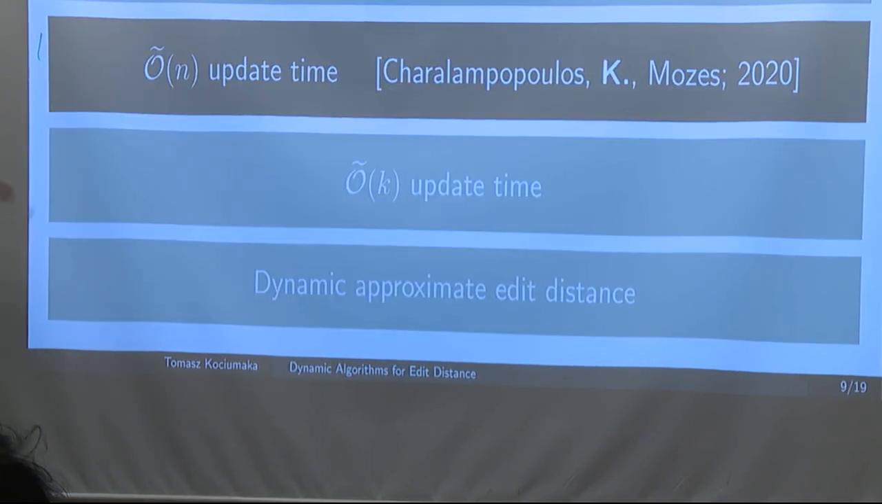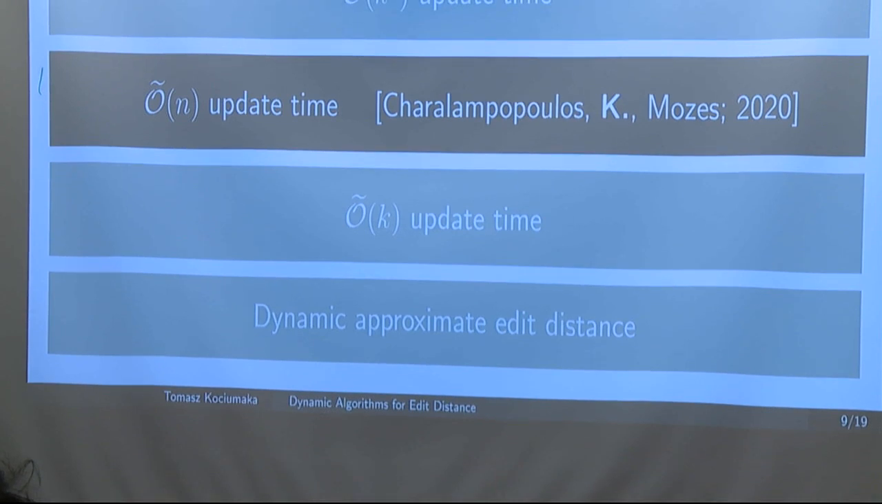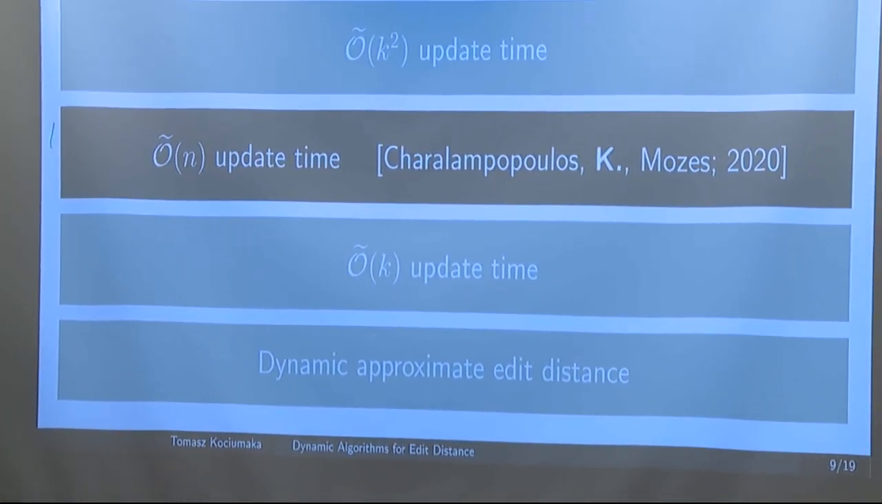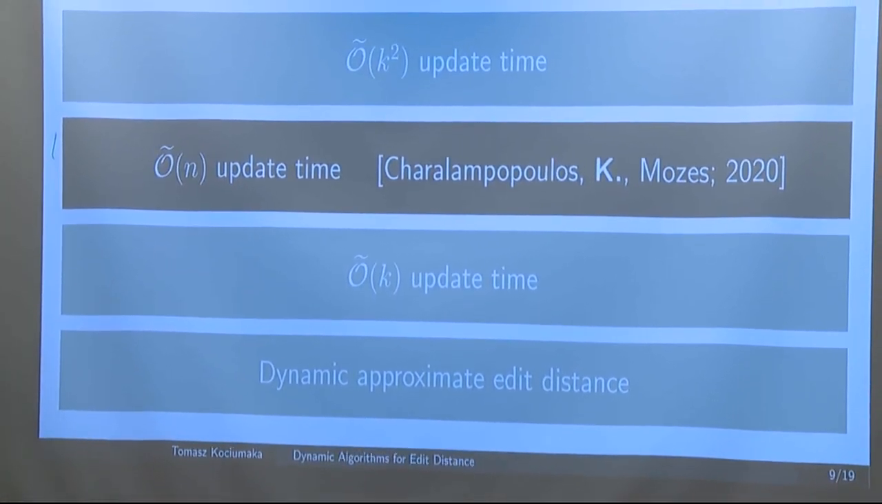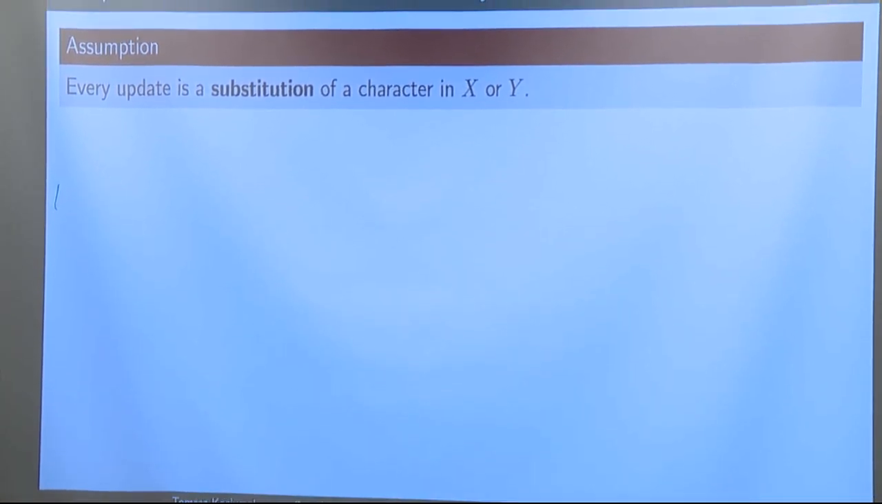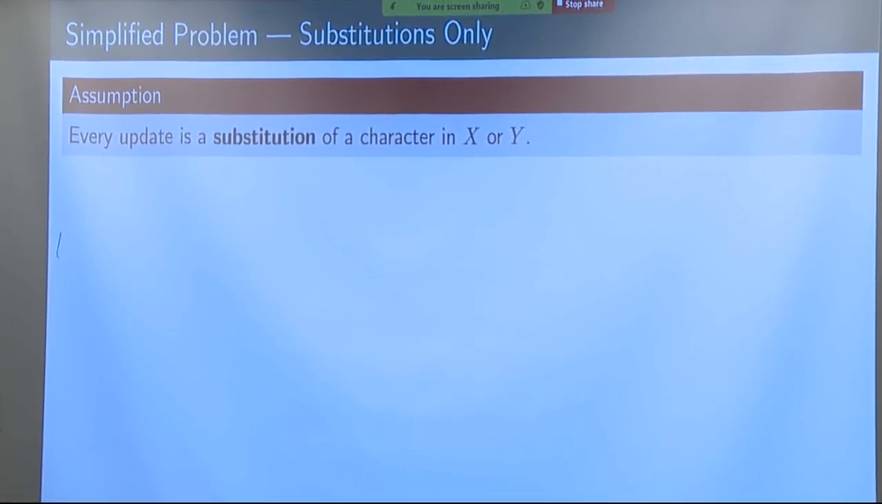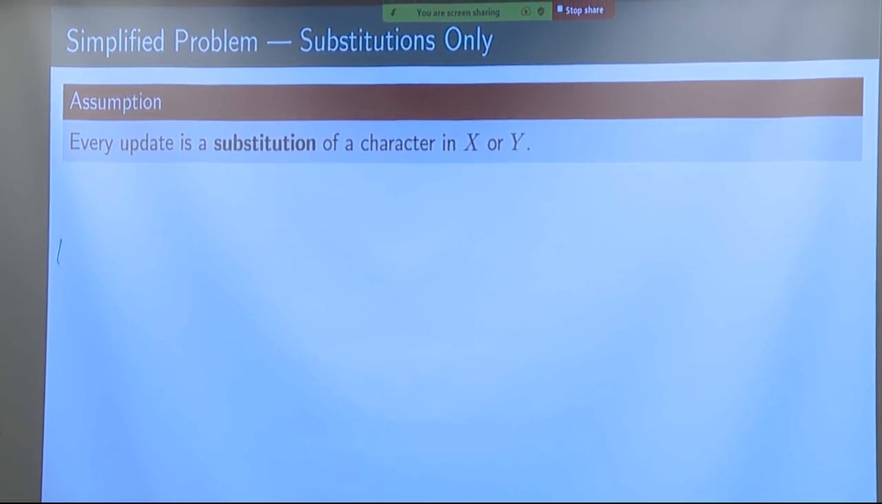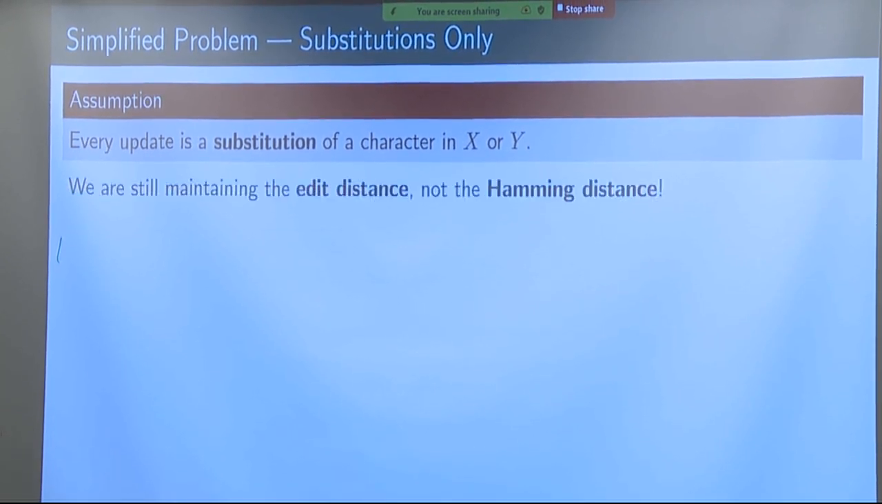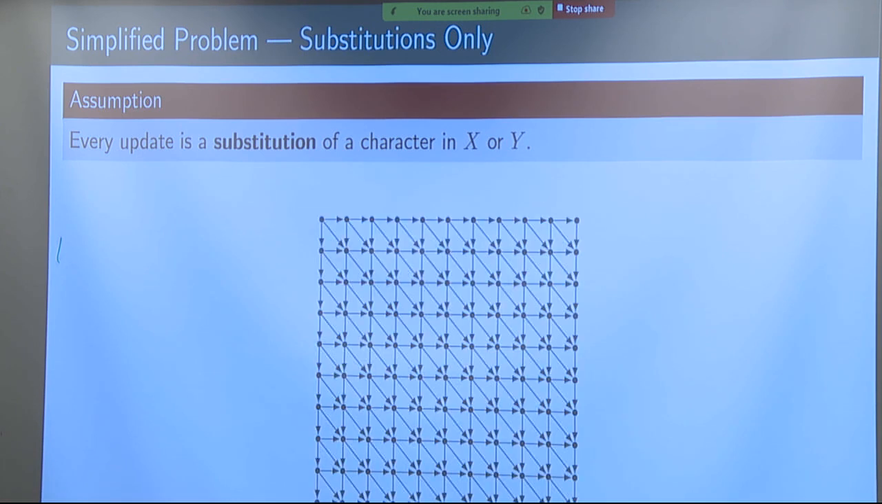And now let me move on to this new linear update time algorithm with Panagiotis Charalampopoulos and Shay Mozes. And first, let me focus on a slightly simplified version of the problem, where all the updates we support are actually substitutions. Note that we are still maintaining the edit distance. So the distance we want to compute still allows insertions and deletions, but the updates, how the strings change over time, are only substitutions. Then we will generalize this solution to support edits.